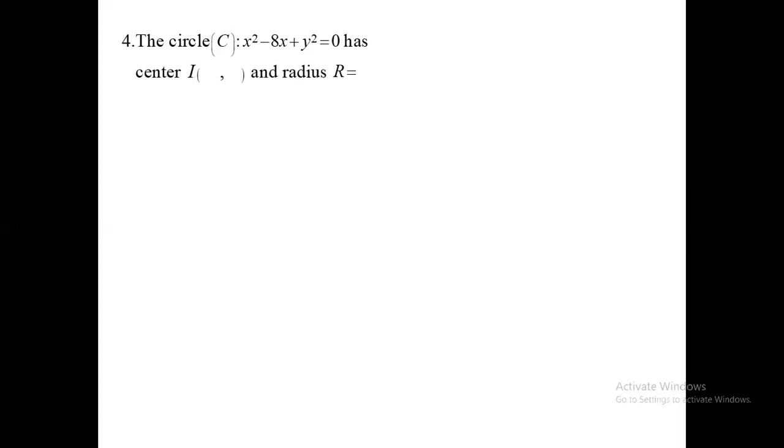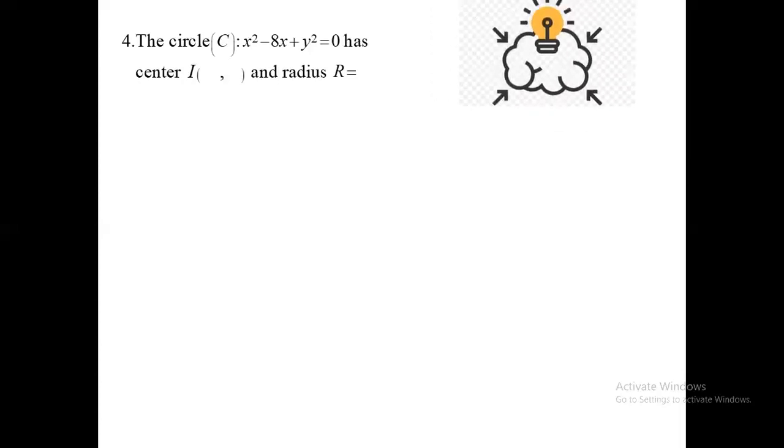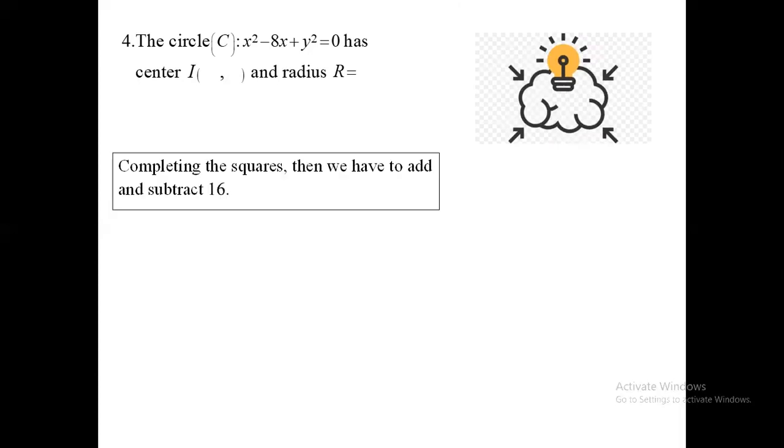Let's consider the circle C, x squared minus 8x plus y squared equals 9. Can you find its center and radius? Clearly here, the circle has its equation not written in the standard form, and consequently we need to complete the square to clarify the coordinates of the center and the value of the radius.